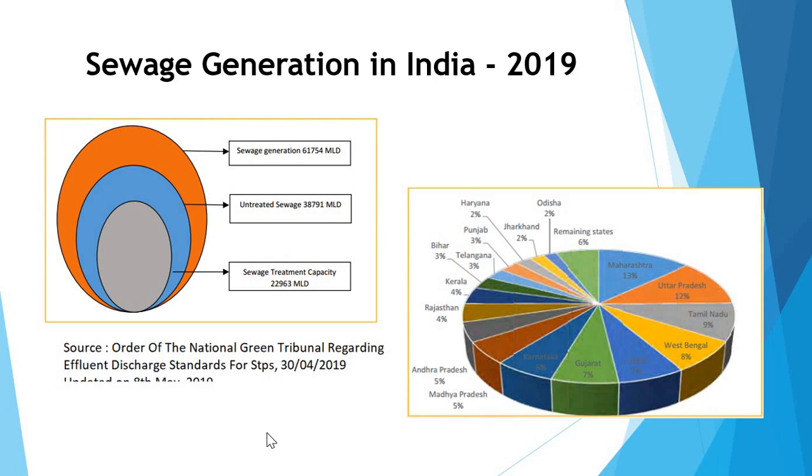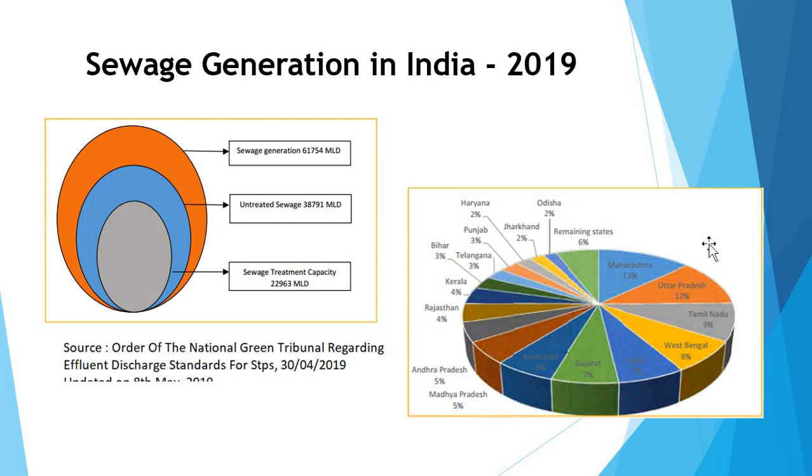In 2019, the sewage generation in India was given as 61,754 MLD in total, out of which 38,791 MLD of untreated sewage was reported, and we could only treat 22,963 MLD of water. So out of this much, we are treating only this much.